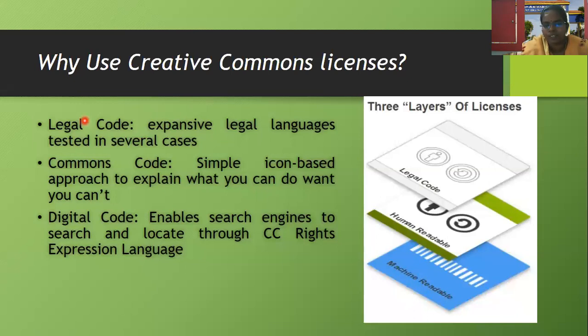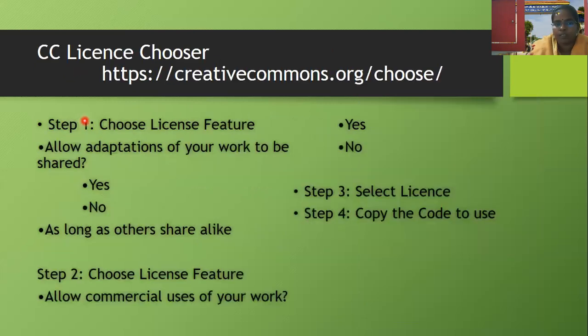It is expert legal language tested in several cases. Second, the Commons Deed, a simple icon-based approach to explain what you can do and what you cannot do. Then third is digital code. It enables search engines to search and locate works through the CC rights expression language. For that we are using Creative Commons licenses.